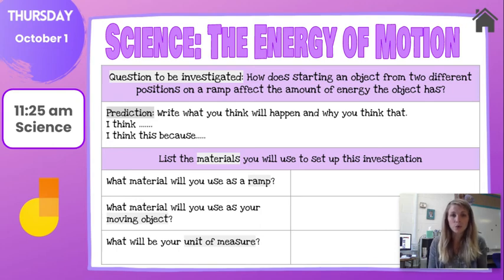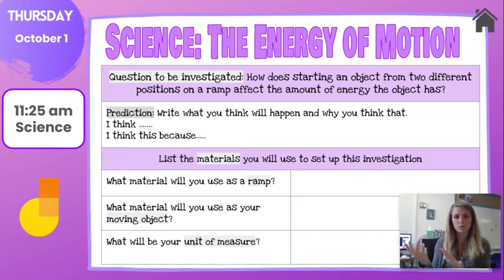Okay, so for this investigation, we are going to use three different things. We are going to use some sort of ramp, some sort of moving object, and a unit of measure. Now, you might be thinking, Mrs. Robinson, I don't have a ramp. Well, I would like to argue with you. You can use anything that you have around the place that you're at as a ramp.